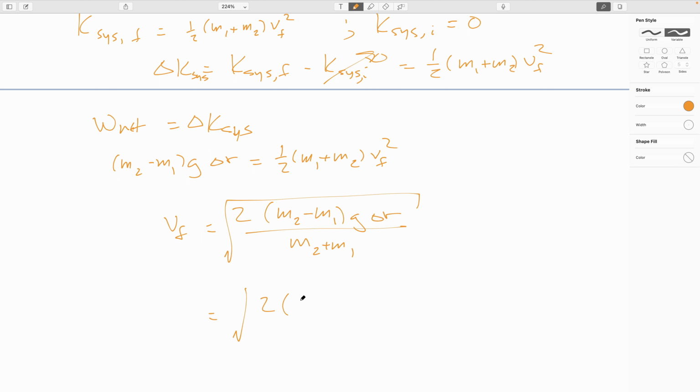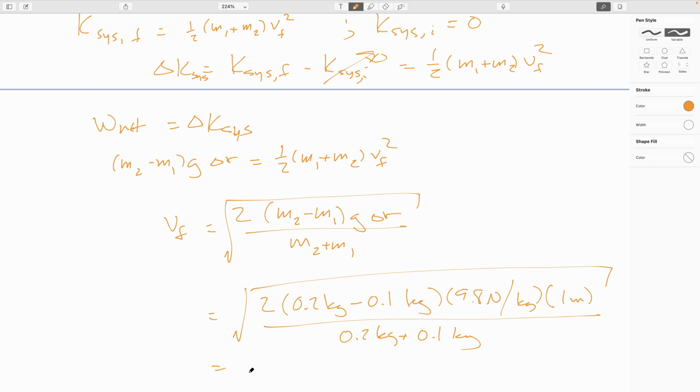So this will be 2 times 0.2 kilograms minus 0.1 kilograms, times 9.8 newtons per kilogram times 1 meter. And that'll be over 0.2 kilograms plus 0.1 kilograms, like so. And that gives you a final speed of 2.56 meters per second. Well, that was no easier than when we did this example before.